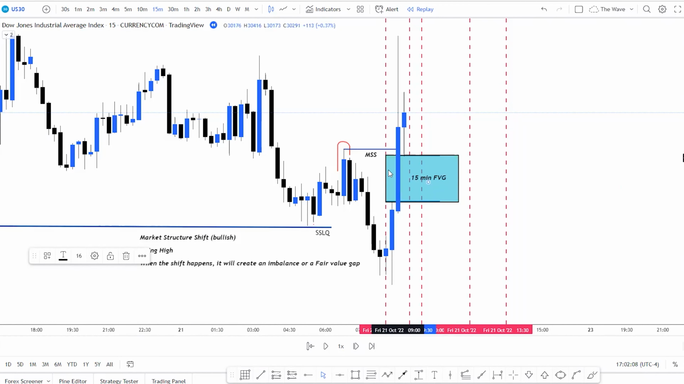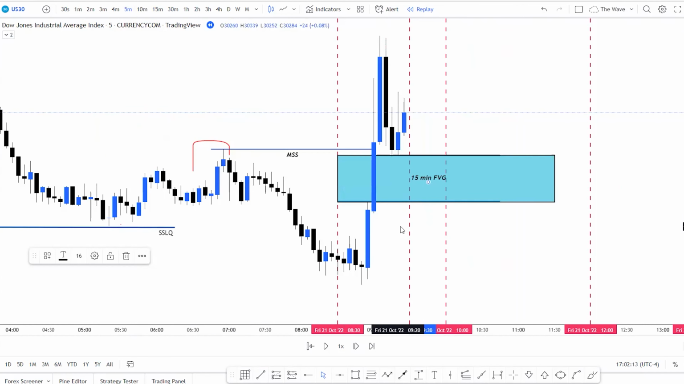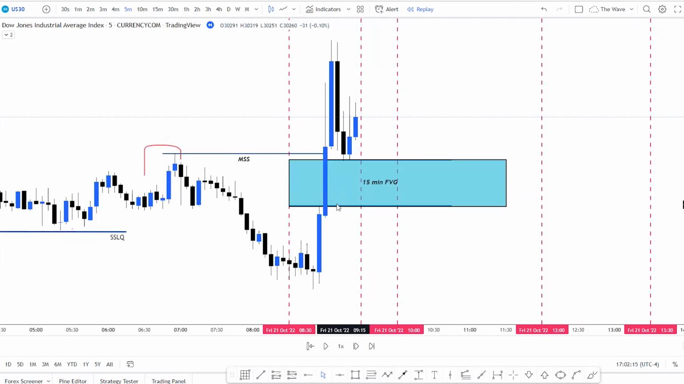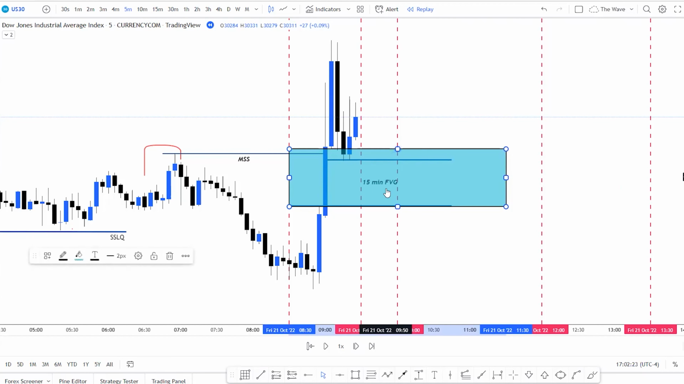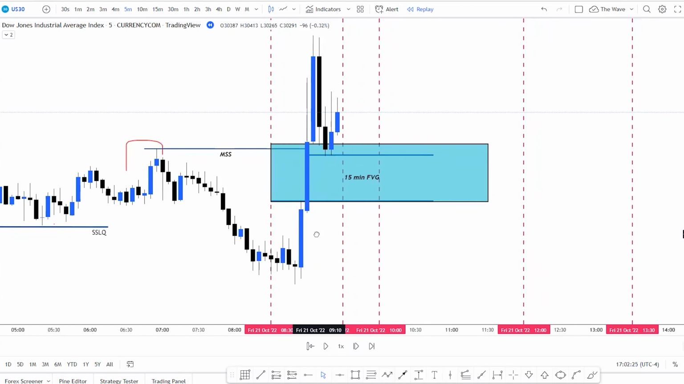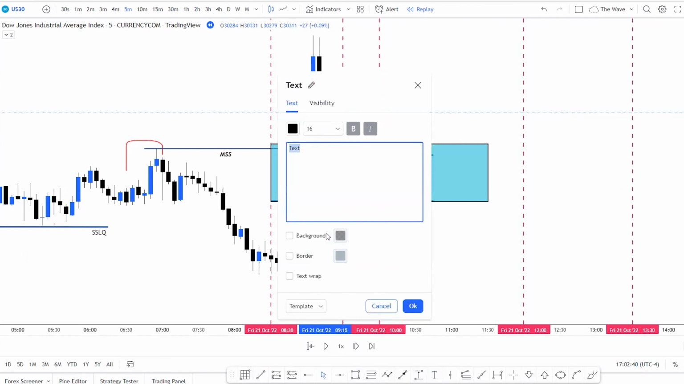So now that we have this being set up, we're going to drop down to the 5-minute and see if we can refine this a little bit more. As you can see, the gap was more here to there. We also have a gap here to here, okay. Now, this is a 5-minute gap. 5-minute FVG.